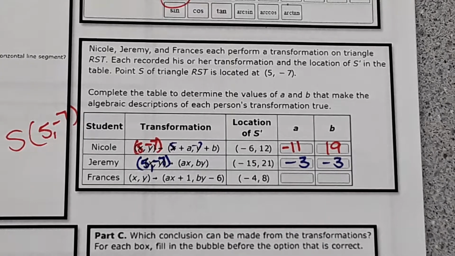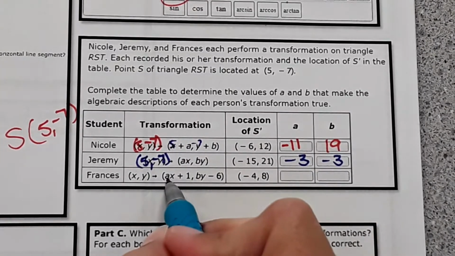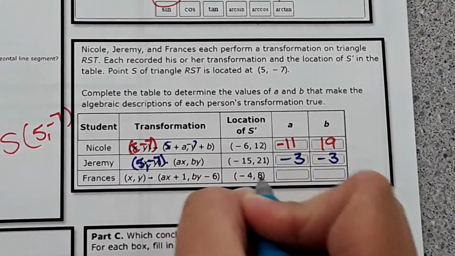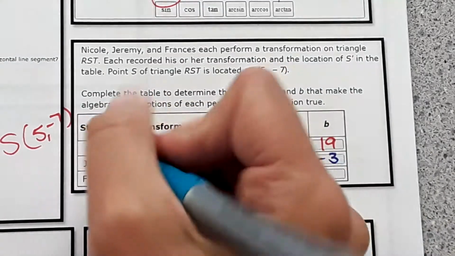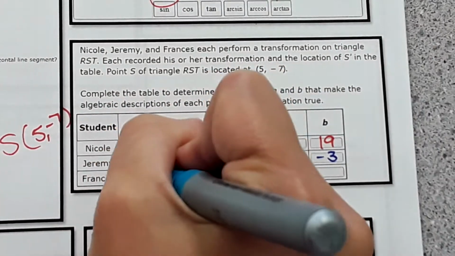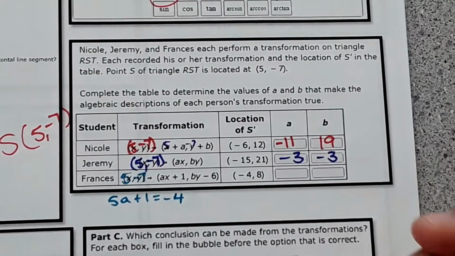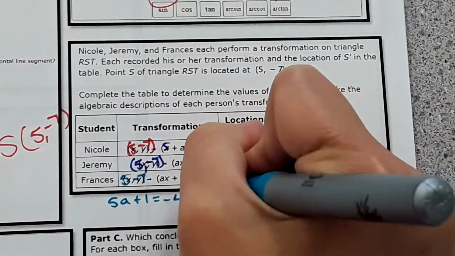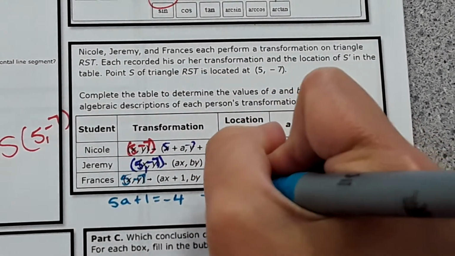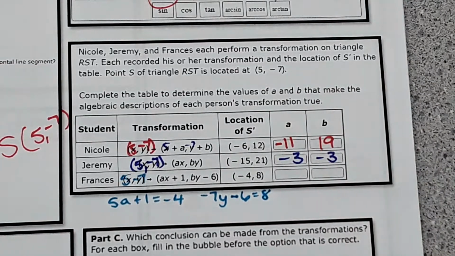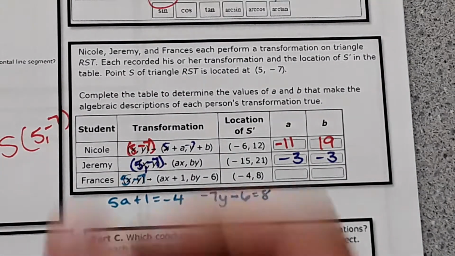And the last one is a little bit more complicated. Not too bad though. We're going to set these equal to the answer and then solve for A. So 5, -7 is our x and y. So it'd be 5a plus 1 equals -4, and -7y minus 6 equals 8. And then solve for A and B.